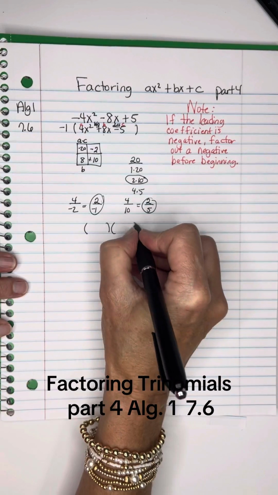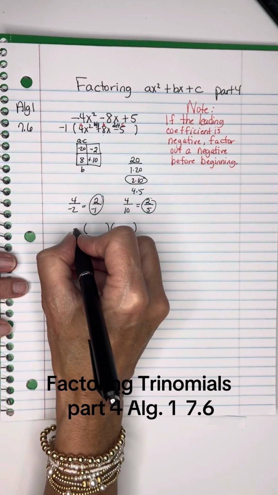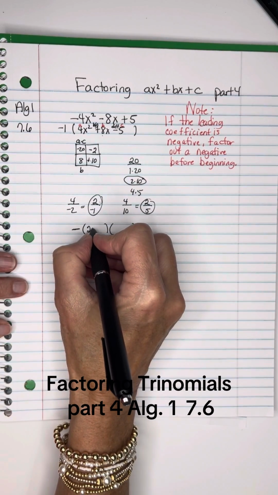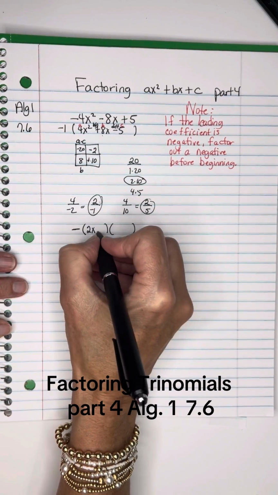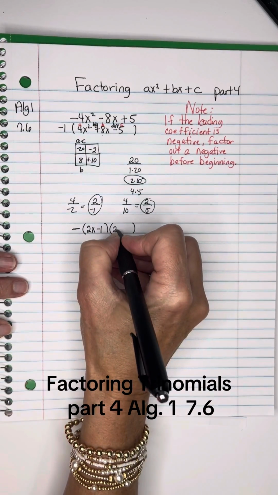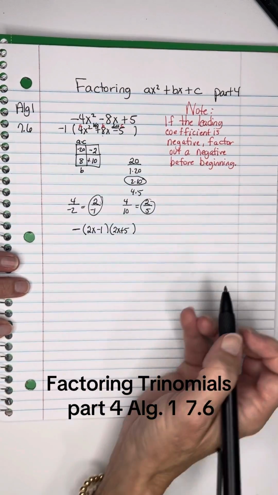Now make your 2 sets of parentheses, and remember you had a -1 in front of it, so put a negative there. Your numerator is going to be in front of your variable, so 2x, and then the -1 will be the constant of that binomial, and then 2x plus 5, okay?